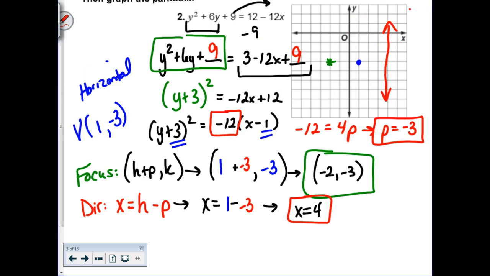And then the easy one is the axis of symmetry, goes through the vertex. So that would be y equals k value. So for us, that would be y equals negative 3. I haven't drawn that one yet, but it would be right here. Oops, no, it wasn't right there.